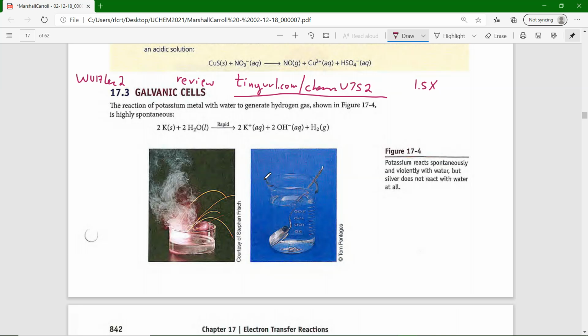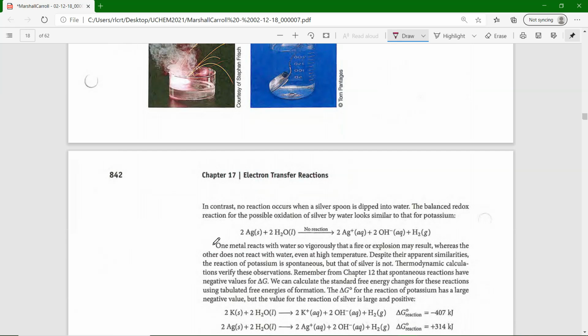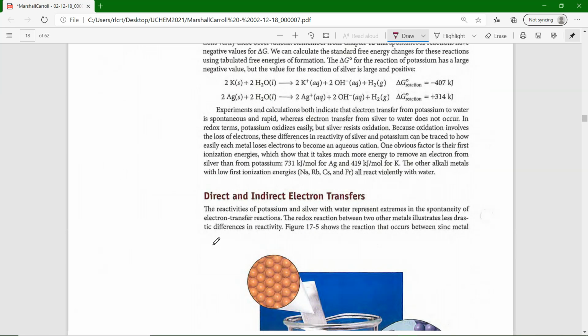And we're back. Okay, so 17.3 galvanic cells. We have another name, by the way, for galvanic cell, which is voltaic cell. And as you watched in your tinyurl.com chemu7s2, they convert chemical energy into electrical energy. Different molecules thrust into different situations cause reactions to happen or not. We try to exploit that difference to create electricity. And so with this delta G stuff, we'll get to that later.